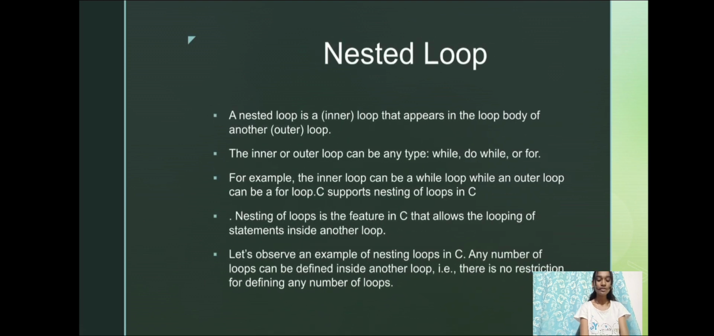Next, nested loop. A nested loop is an inner loop that appears in the loop body of another, that is the outer loop. The inner loop or outer loop can be of any type, that is while, do while and for. For example, the inner loop can be a while loop, while the outer loop can be a for loop. C supports nesting of loops, a feature of C that allows looping of statements inside another loop.